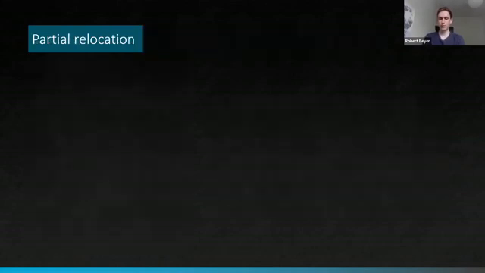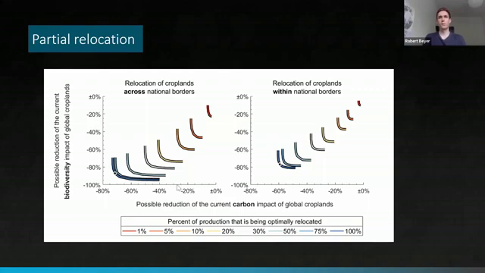Another attempt to make this more realistic is to look at what would happen if we only relocated part of agricultural production and left other areas in place where they are right now. So just ignore the lines for the moment. What's important is essentially the points where the curvature is greatest. That's what we're going to focus on here. What this shows is, on the x-axis, the possible reduction of the carbon impact. On the y-axis is the reduction in the biodiversity impact. This is the scenario down here at the bottom left that we already looked at.